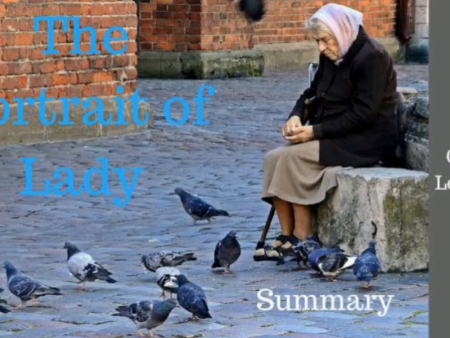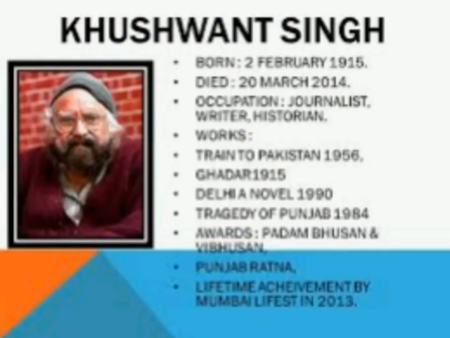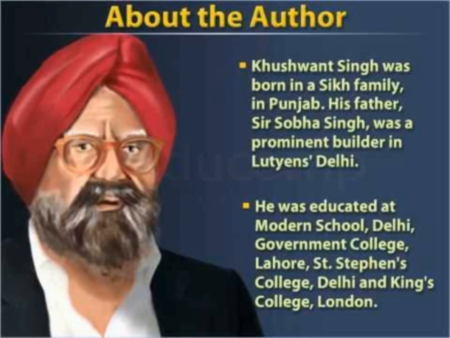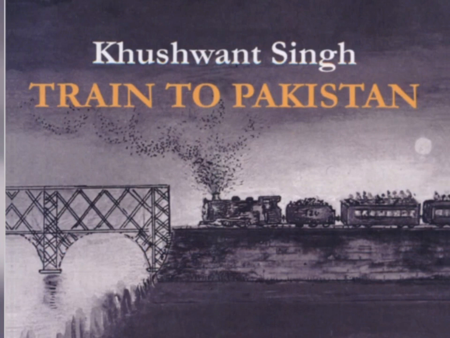A few snippets about the author. Khushwant Singh was an Indian author, lawyer, diplomat, journalist, and a politician. His experience in the 1947 partition of India inspired him to write Train to Pakistan in 1956, which became his most well known novel.